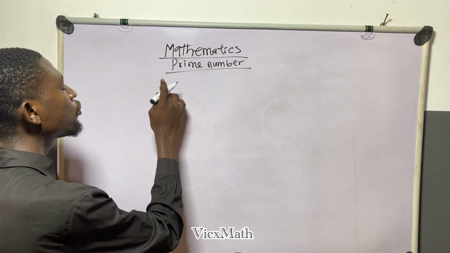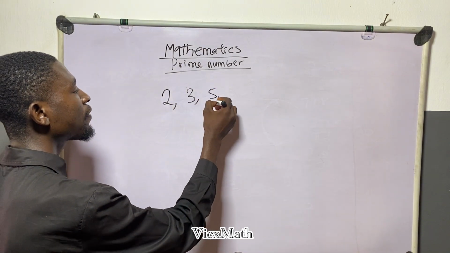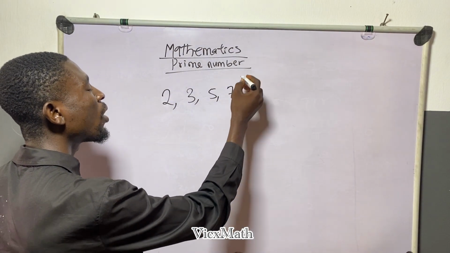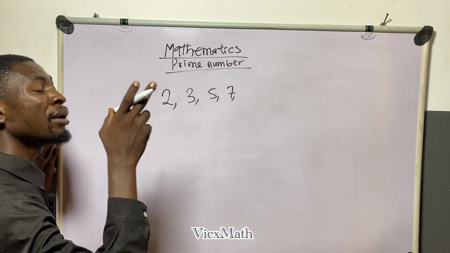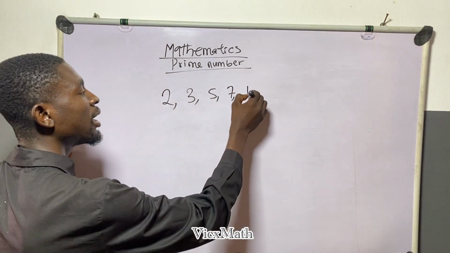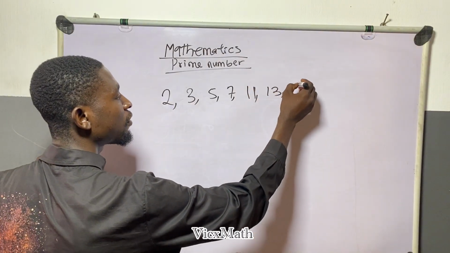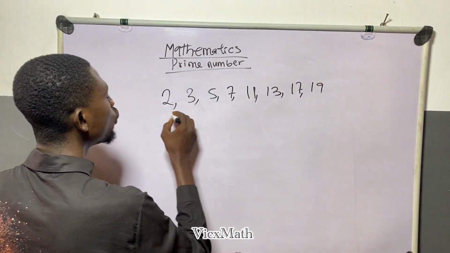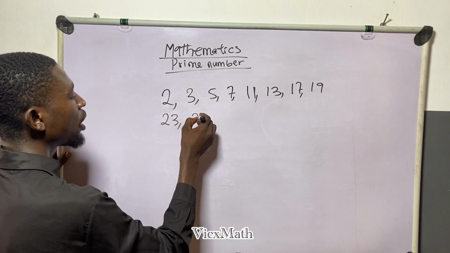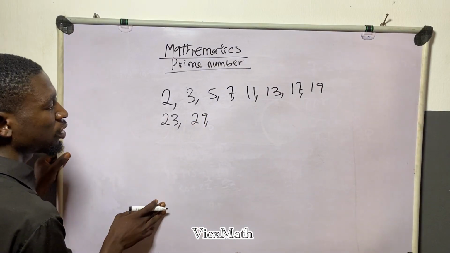So let's go. After 2, we have 3. After 3, we have 5. After 5, we have 7. After 7, we'll have 9, which is an odd number, but not a prime number. We'll have 11. After 11, we'll have 13. After 13, we'll have 17, 19, 23. After 23, we'll have 29. Yes. 21 is not there.